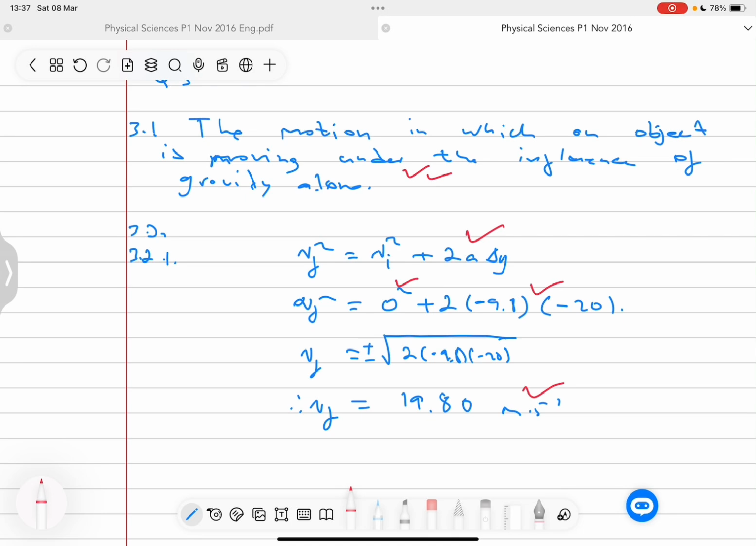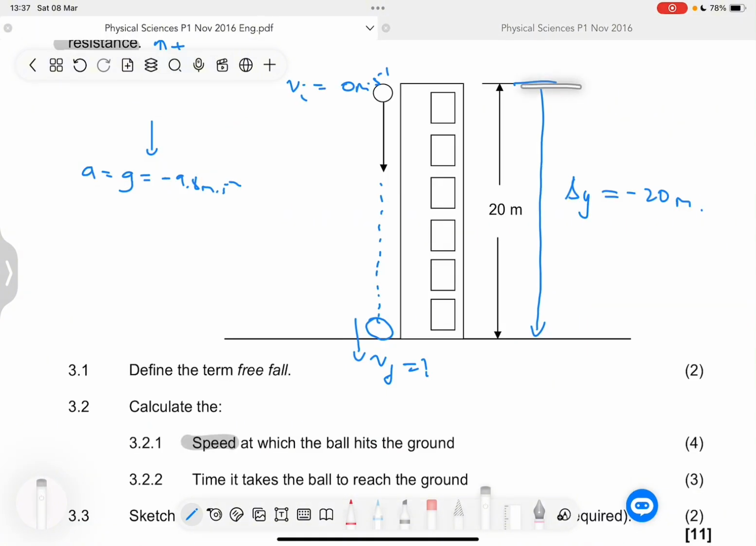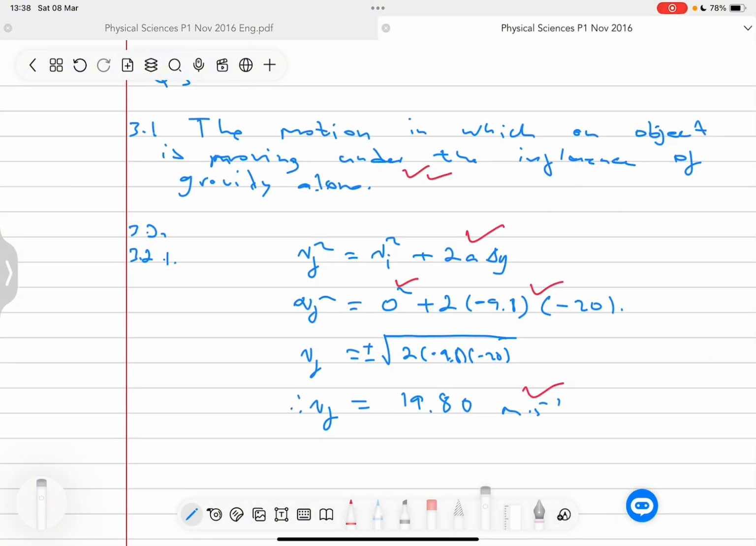This number as well looks pretty good for me, given that if you look at this object, it moves for 20 meters. That's quite a lengthy distance, so it will be increasing. Remember, it starts at 0, it will be increasing its velocity as it goes down. So at this stage, we expect to have such a velocity or speed of almost 20 meters per second. Not so alarming, it's not too small, it's not too big as well.